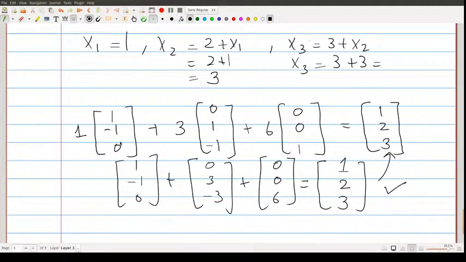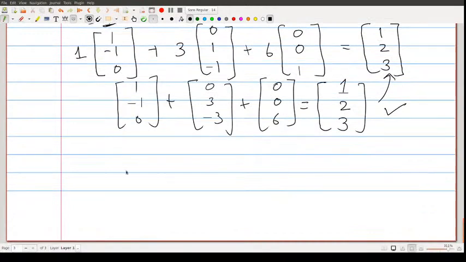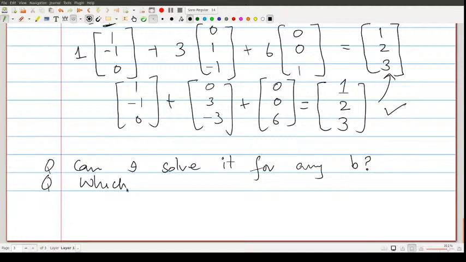That is, scale the first vector. This was the first vector. I just scale it by 1, so I just take v, plus I take 3 times the second vector, and I take 6 times the third vector, w, and I get this right-hand side vector, b, right? Okay, and so now the question is still, can I solve it? I saw that I could solve it for (1, 2, 3). Can I solve it for any b, right? Or perhaps a simpler question: which b's can I solve for, right?